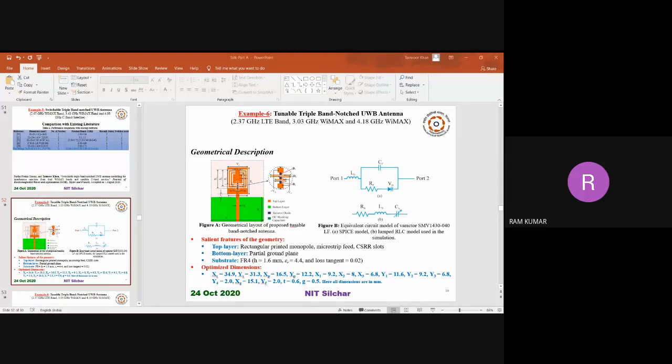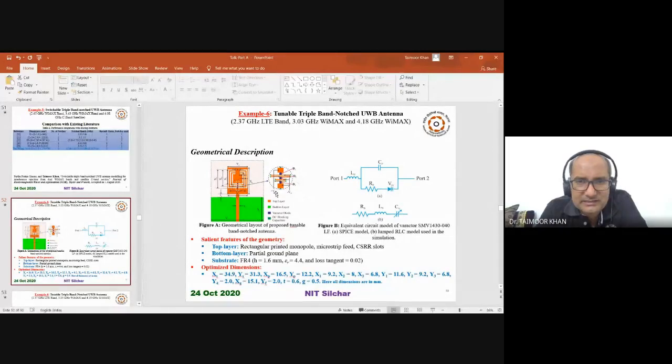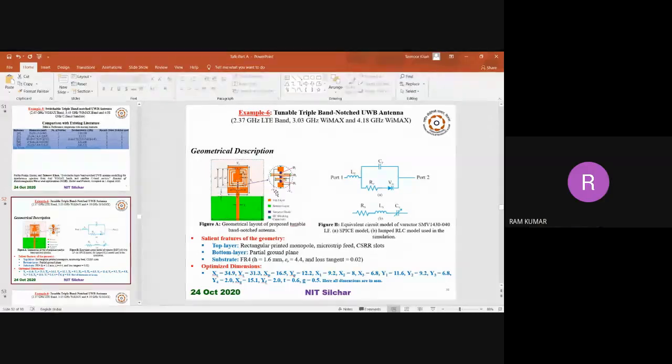In the middle resonator, sir, in the middle copper line, you are using two DC blocking capacitors, right? Instead of those two DC blocking capacitors, if you put a single one just next to the diode, will the same performance be there, or?